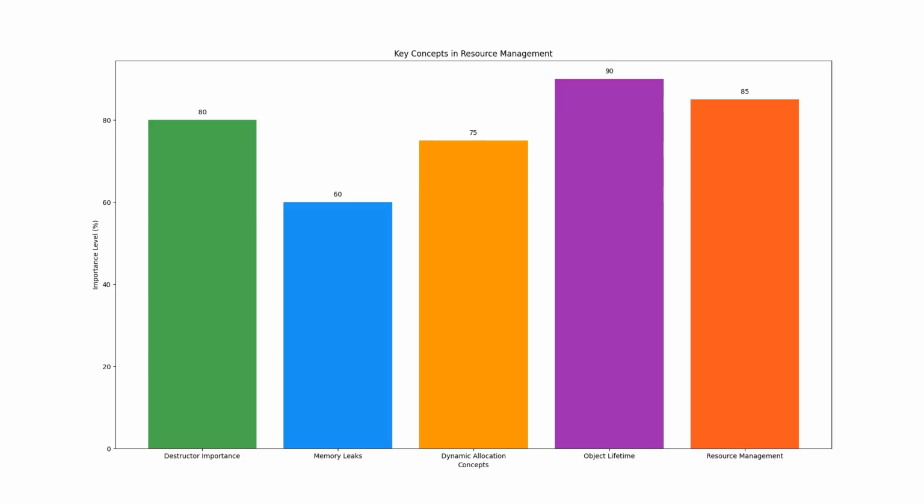Taken all together, these plotted values reinforce a very important lesson. We must prioritize clear ownership and lifetime semantics, and ensure that destructors, or even automatic mechanisms, handle cleanup to avoid the practical consequences represented by those memory leaks.